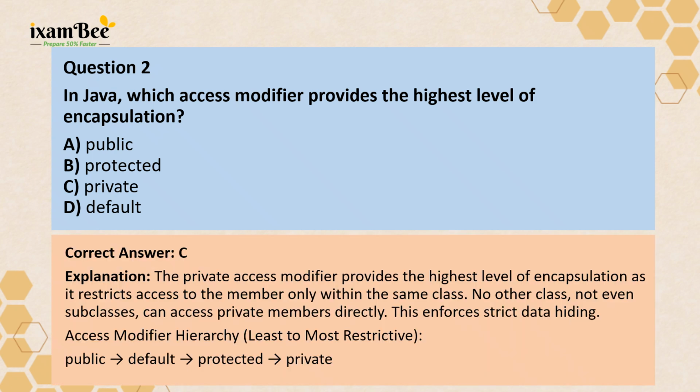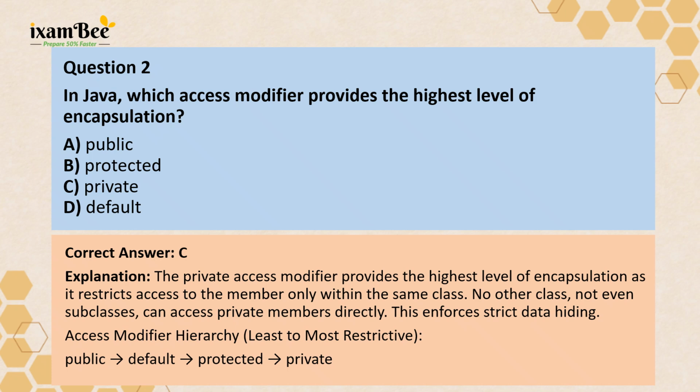In this next question, in Java, which access modifier provides the highest level of encapsulation? And the answer is C, private. The private access modifier provides the highest level of encapsulation as it restricts access to the member only within the same class. No other class, not even subclasses, can access private members directly. This enforces strict data hiding.